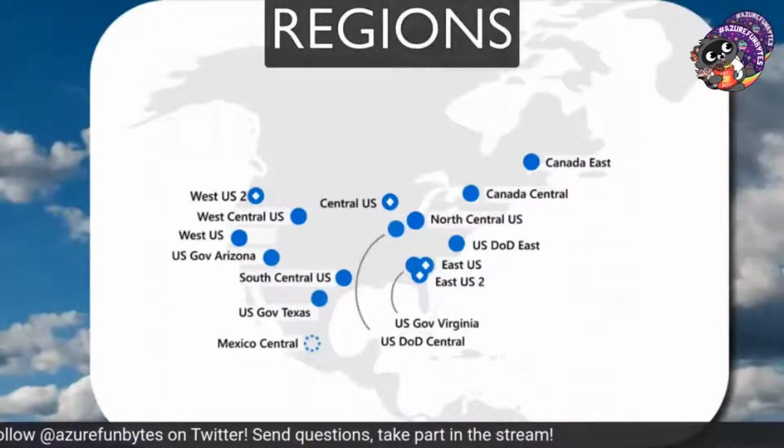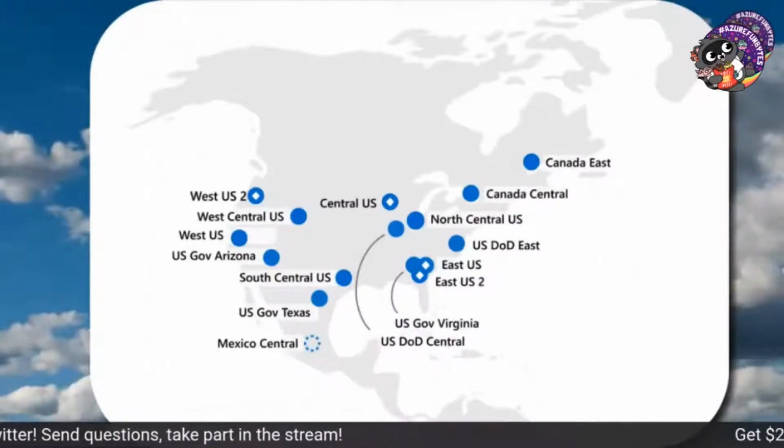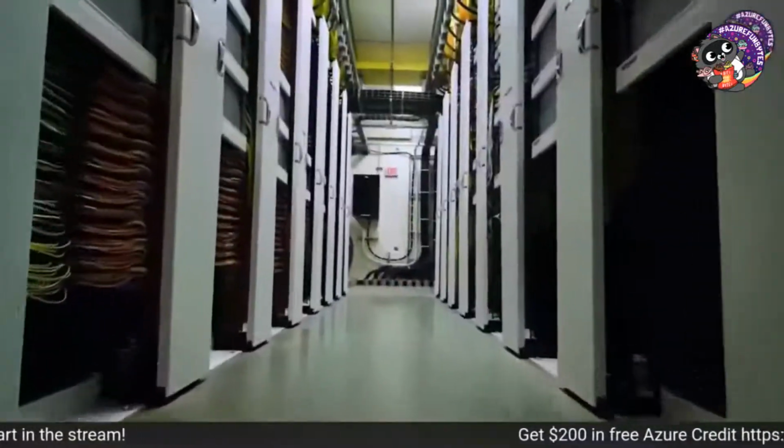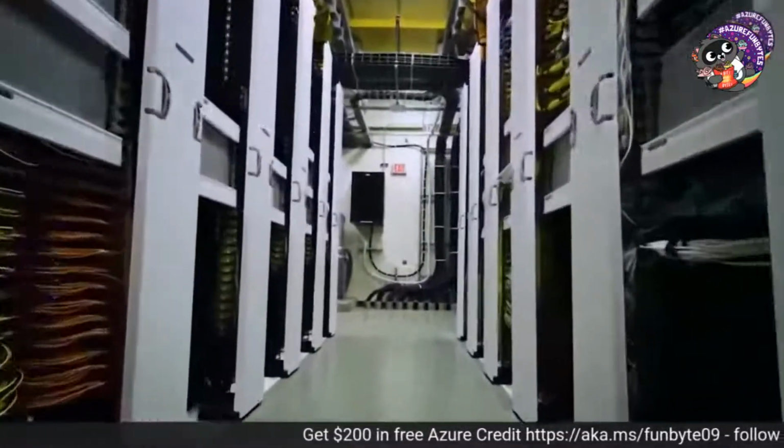Regions. A region is a geographical area on the planet containing at least one, but potentially multiple data centers that are nearby and networked together with a low latency network.